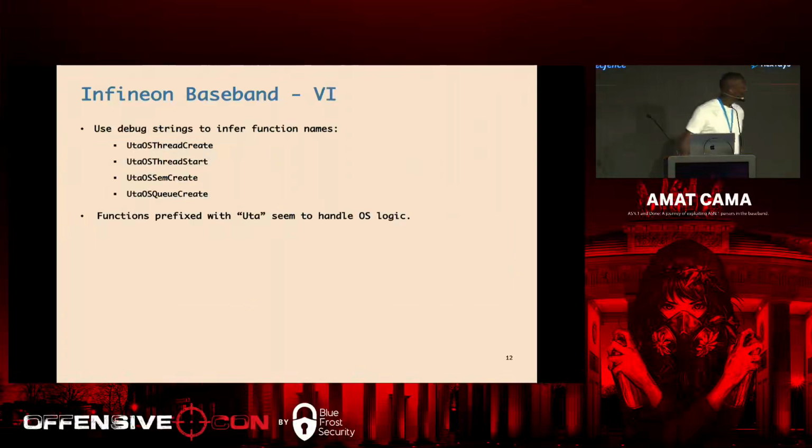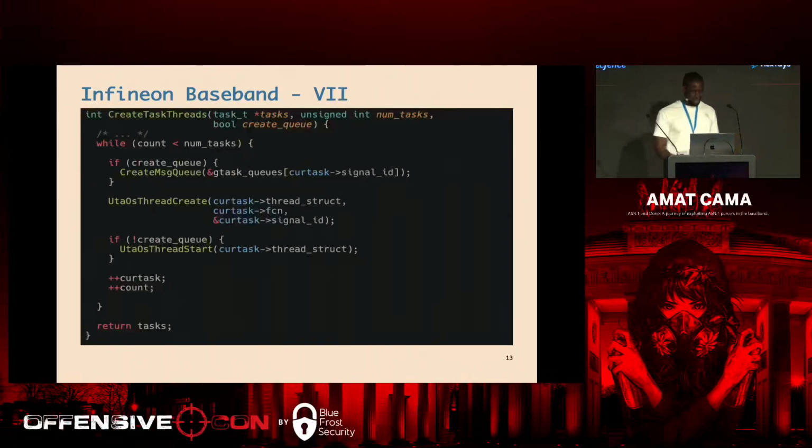So, like I was saying, it does have debug strings, and this is something very useful for us. These are some strings that were pretty interesting that I found in there. Like you have UTA OS, thread create, thread start, whatever. These are clearly functions that are most likely used to create threads. That was my guess at the time anyway. And luckily the guess was correct.